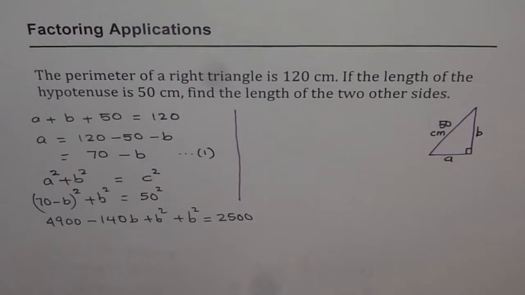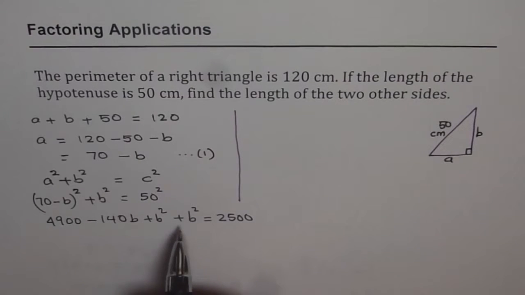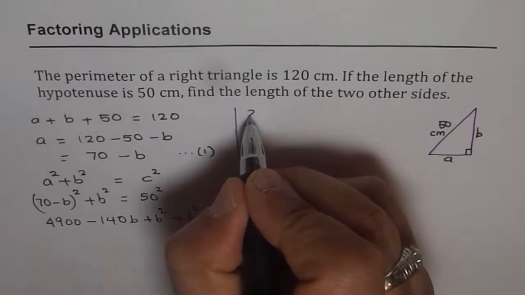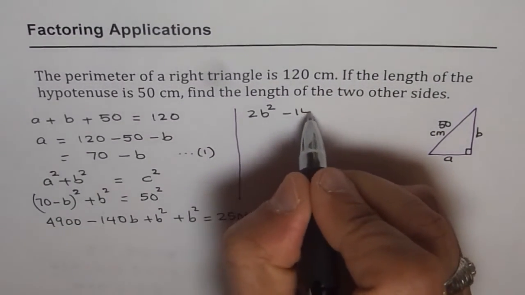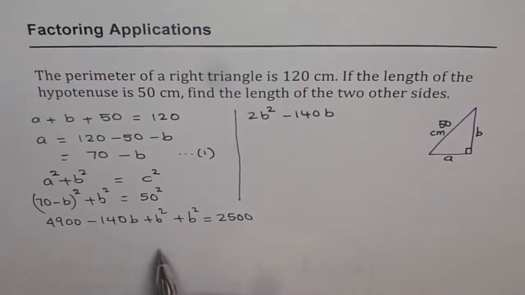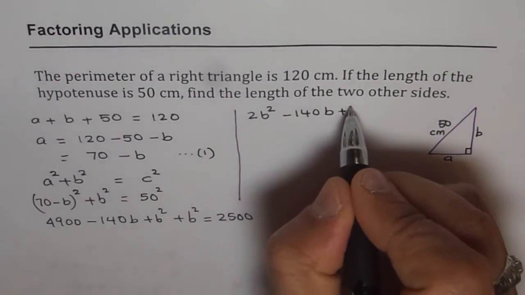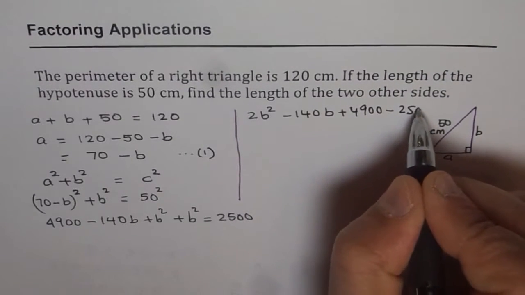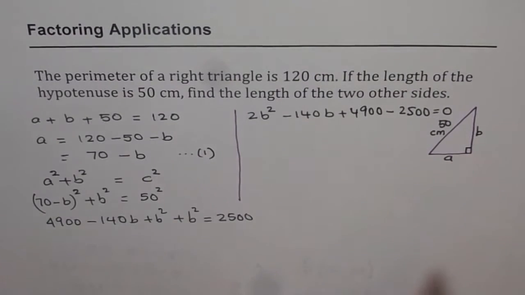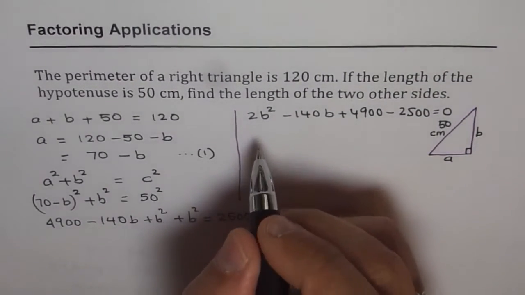Remember that. So we have an equation here. Let's combine these terms. B square plus B square is 2B square. So we get 2B square minus 140B. And then we have 4900 minus 2500, so plus 4900 minus 2500 equals to 0. That becomes the equation.